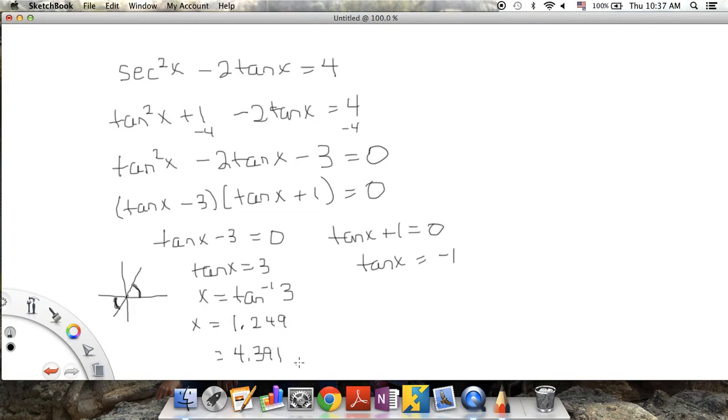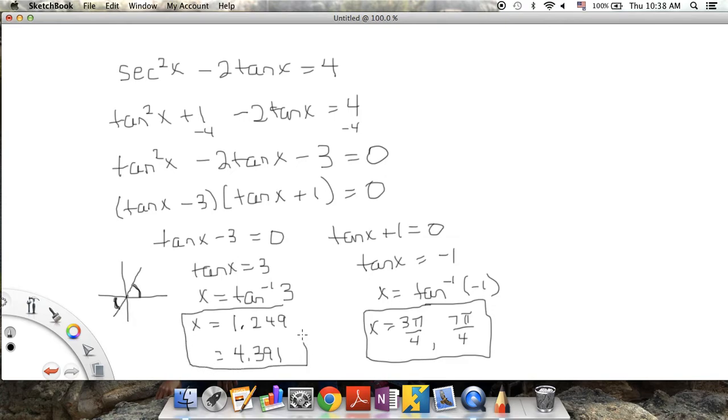So those are our two answers possible here. Now this one, we know on our unit circle, the inverse tangent of -1. So that happens at 3 pi over 4 and 7 pi over 4. If you can have an exact answer like this, then I want to see an exact answer like this. You have got to know that unit circle. This one, you couldn't have an exact answer because it's not part of the unit circle.